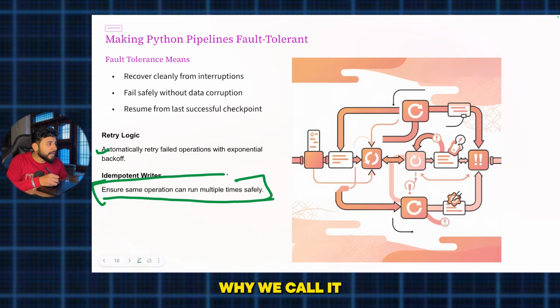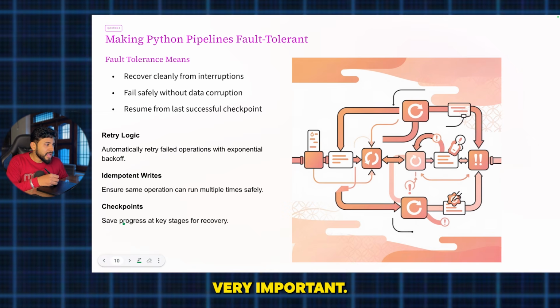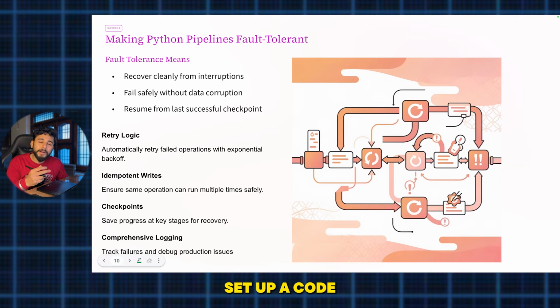So that's why we call it idempotent writes. Okay, that is very important. Third thing is your checkpoints. You have to save your progress every time. You have to set up code so that it updates your checkpointing and partitioning properly. That is how it matters.